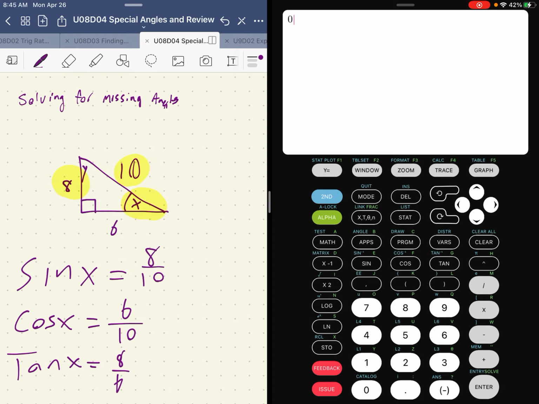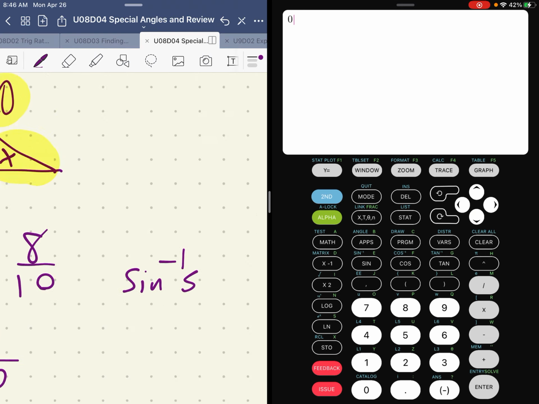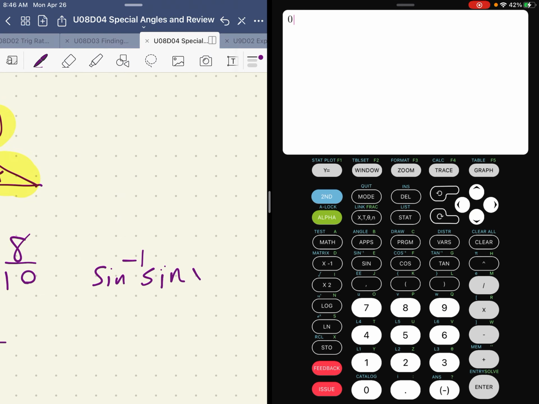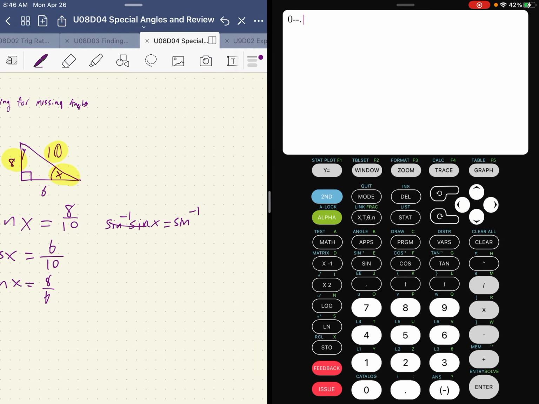So the way this works is we're going to be using the inverse of sine, because this says the sine of x is 8/10. So if I invert sine, the sine itself will go away. I put sine inverse on the left side of this equation with sine x, and the sine and sine inverse are going to cancel out. And the right side of the equation is going to say sine inverse of 8 over 10.